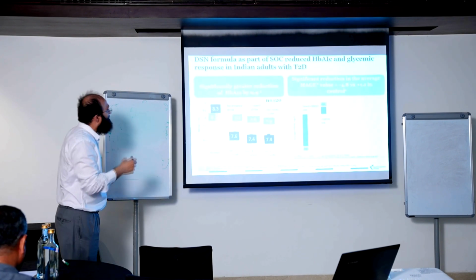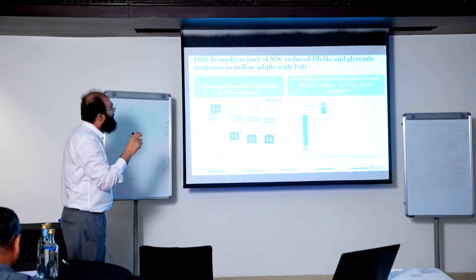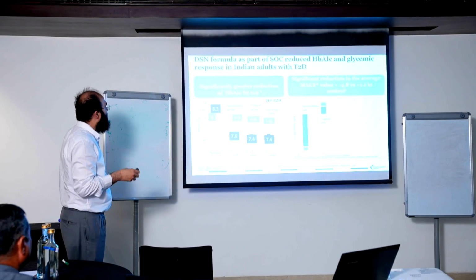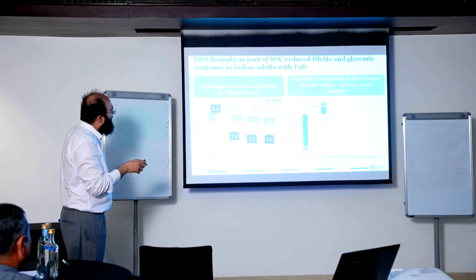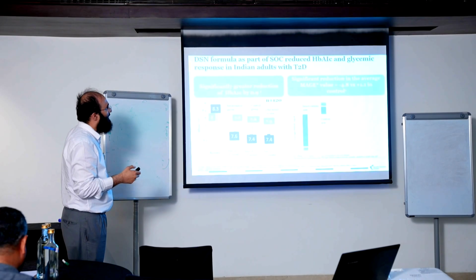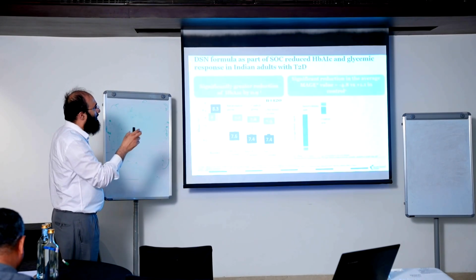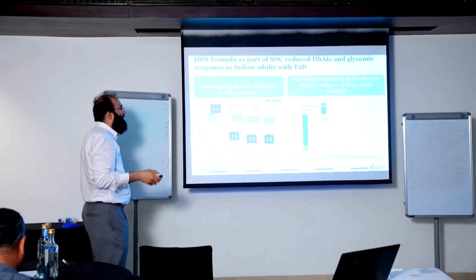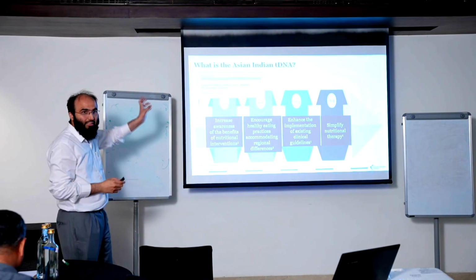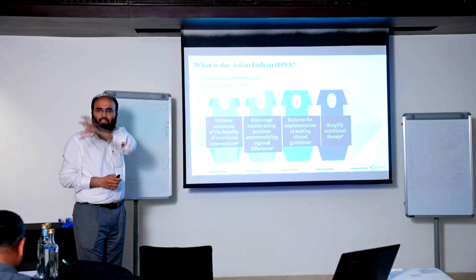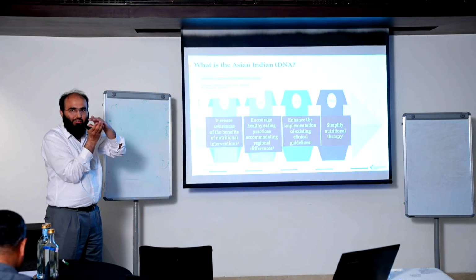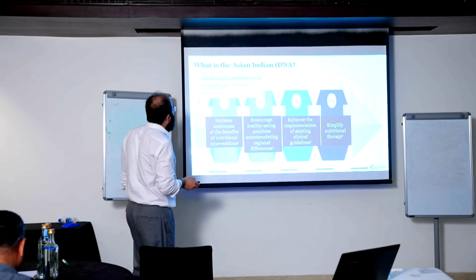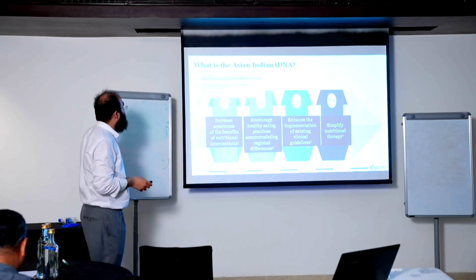And it is a part of standard of care. It reduces HbA1c and glycemic response in Indian adults with type 2 diabetes. Significantly greater reduction of HbA1c by 0.9% and reduction in the average value of 4.8 versus 1.1 in control. MAGE is your mean amplitude of glycemic excursions. How much is that glycemic excursion? Its amplitude.